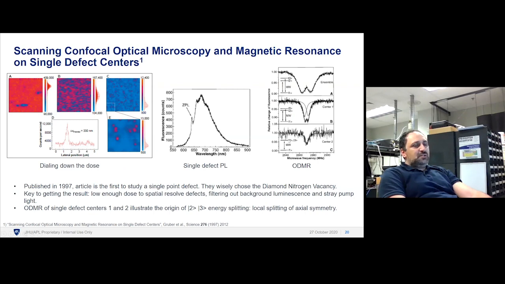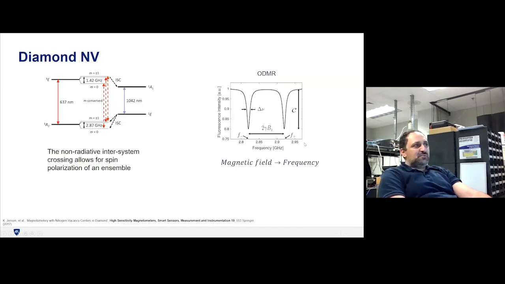And so what you can do is you're looking at the fluorescence of the light and you're applying microwave frequencies to your defects. And then once you get to a resonant frequency, you'll see a change in the fluorescence, because one of these transitions will be brighter than the other.